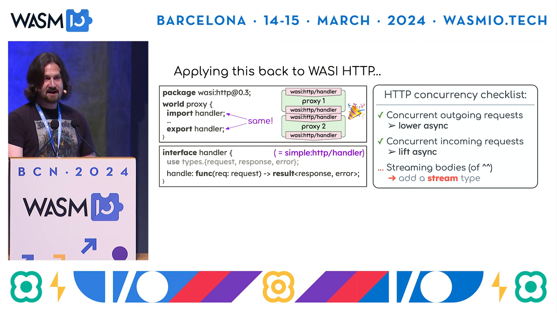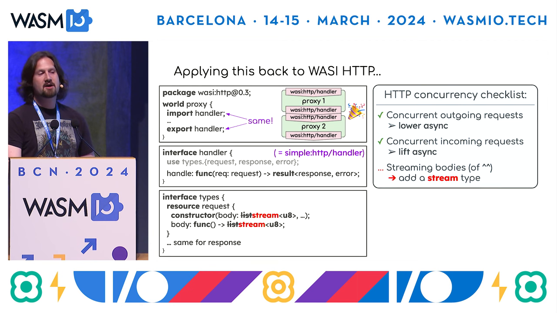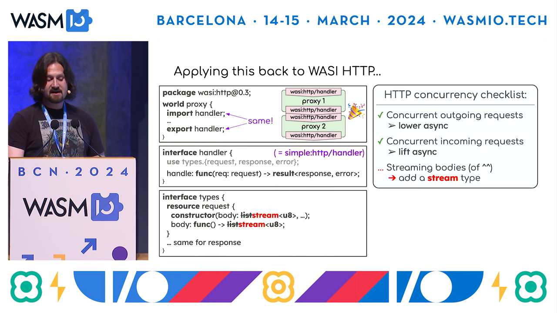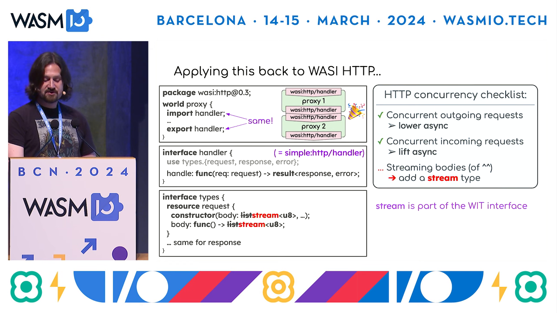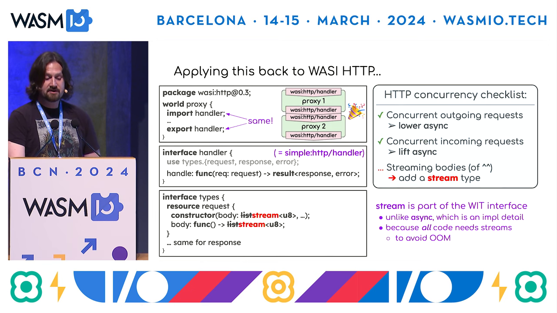And to do that, we need to add a stream type. And with that stream type, we can tweak our original simple HTTP request to, instead of taking a list of U8s as its body, take a stream of U8 as the body, and similarly the body method to return a stream of U8s. And thus, stream is part of the WIT interface, unlike async, which is an implementation detail. And that's because all code needs to care about streams, if for no other reason than because streams are meant for cases where you have potentially very large amounts of bytes that don't all fit into memory.